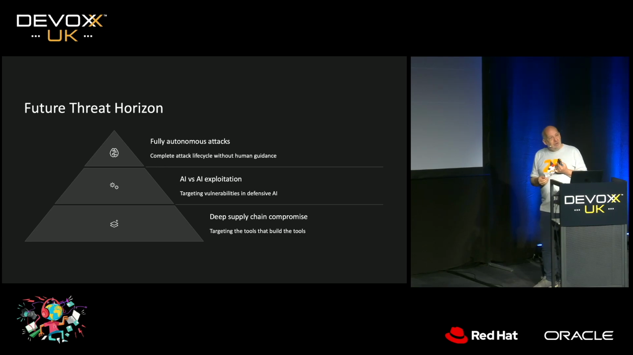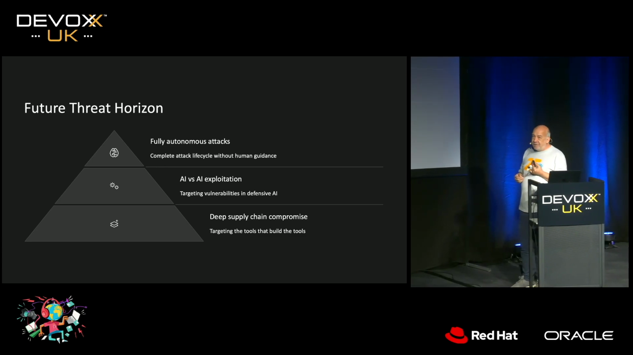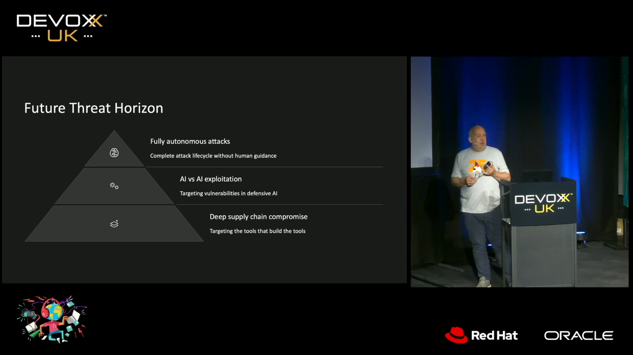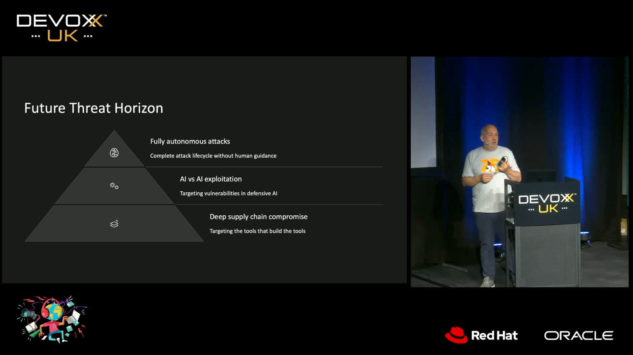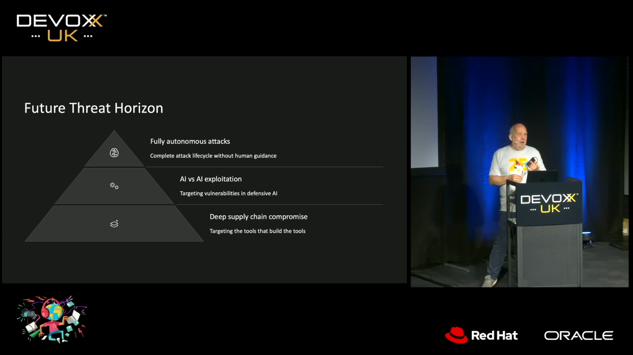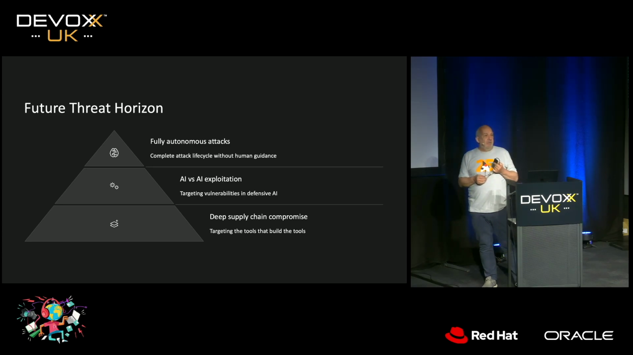So, what's the future look like? It's still not looking good. Fully autonomous attacks? Well, we're building agents to do things on our behalf. It's becoming obvious that we can build cyber attack systems that are fully autonomous and that can exploit weaknesses, generate things.